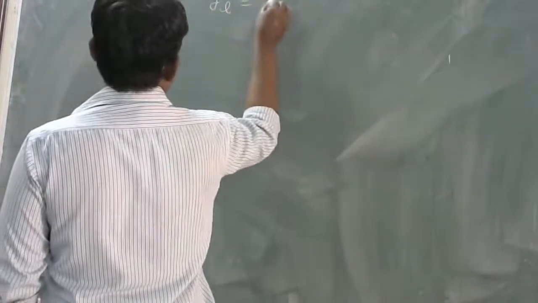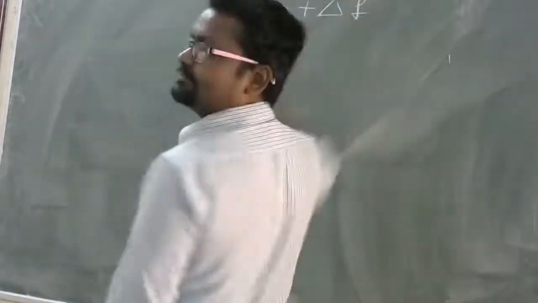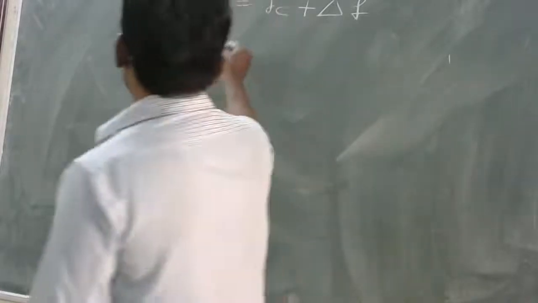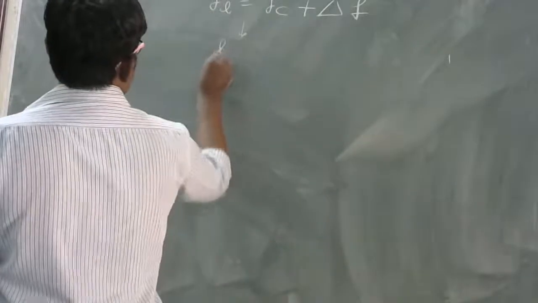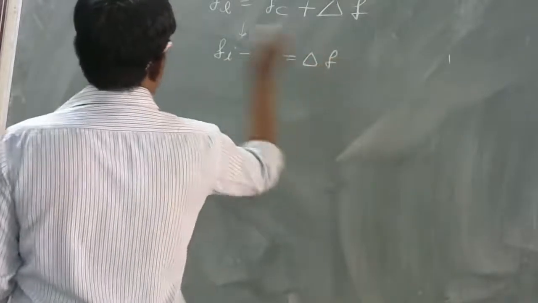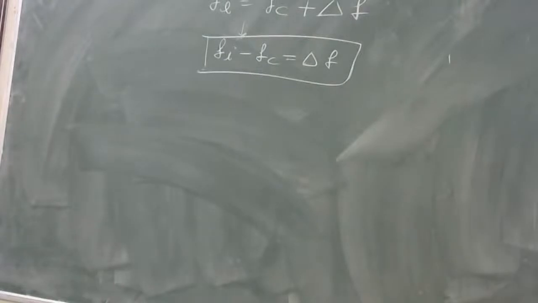What is the value of frequency deviation in terms of instantaneous frequency? Fi equals Fc plus del F, so we can write here Fi minus Fc equals del F. Note it down in your copy, so that if it is ever asked in an exam, we know all this.